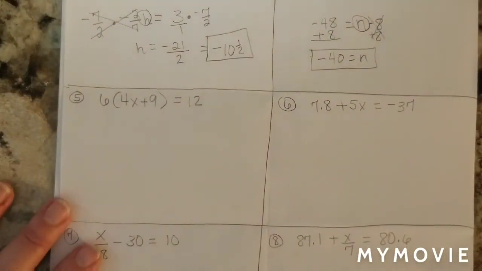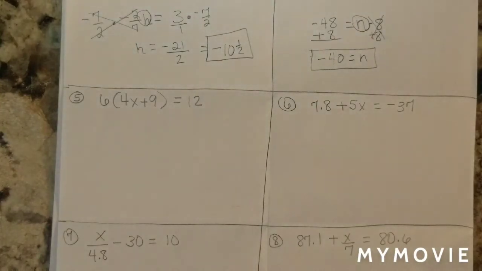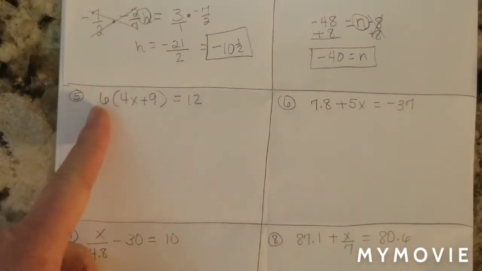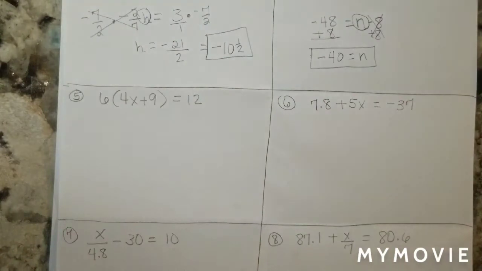Now we have number 5. I see something that looks like distributive property. There's actually two ways you can do this. I see that my x is being multiplied by 6, so I can divide both sides by 6. Or I can distribute the 6 into the 4x plus 9 and go from there. So I think I'll show you both ways.